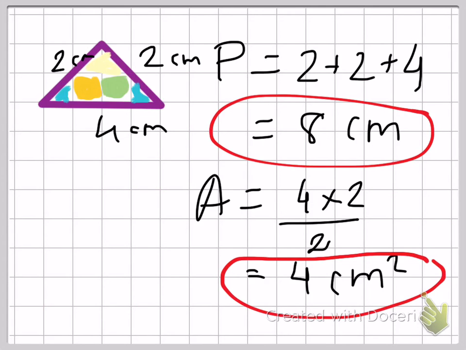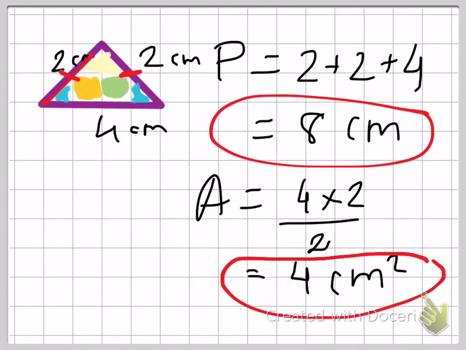Another shape we have is a triangle. In this triangle, we have 2 units here, so we can put a line there, and we can put a line there, but we cannot put one here because this is not equal to 2 units. The perimeter here is a little different because you have to look at the length sideways a little, and so the perimeter is 2 plus 2 plus 4, and that gives us 8 centimeters.